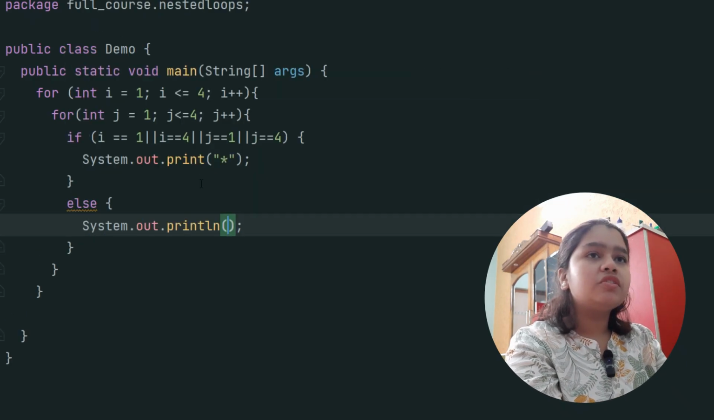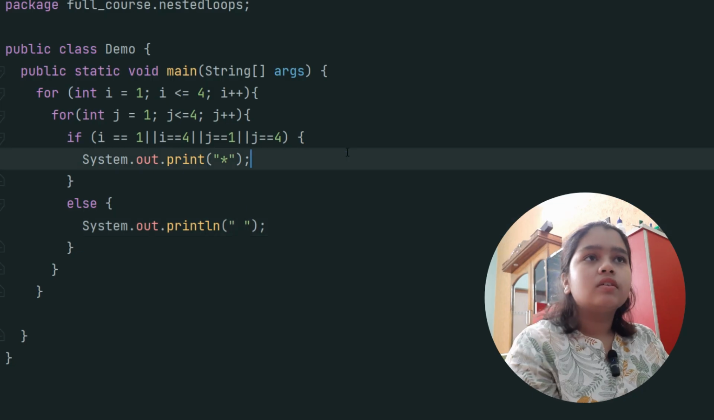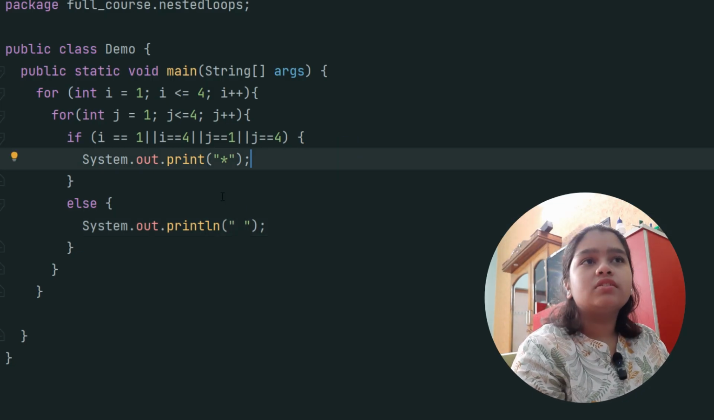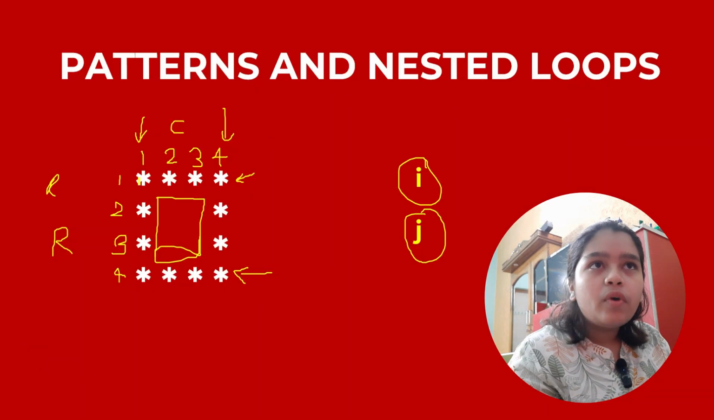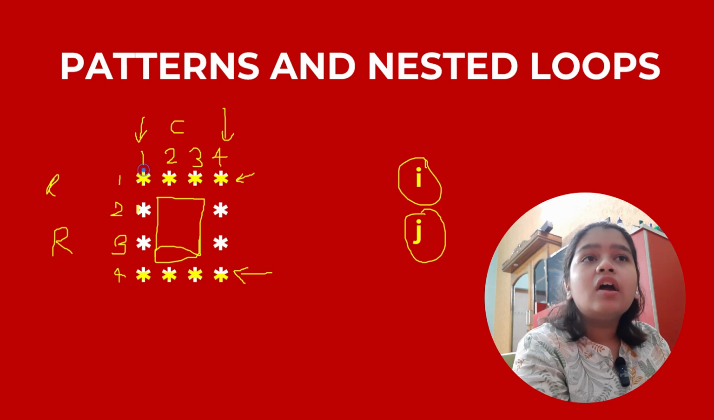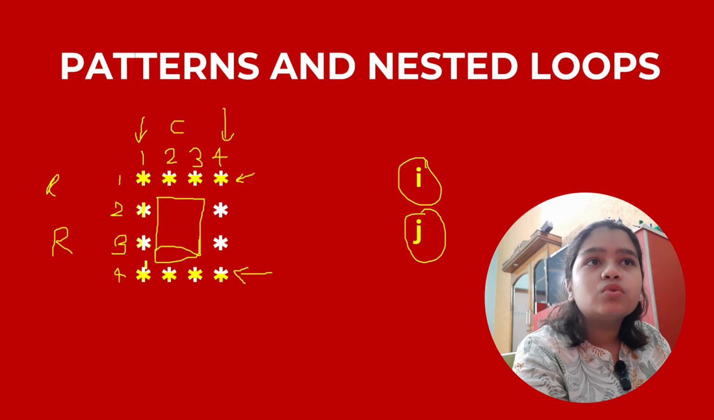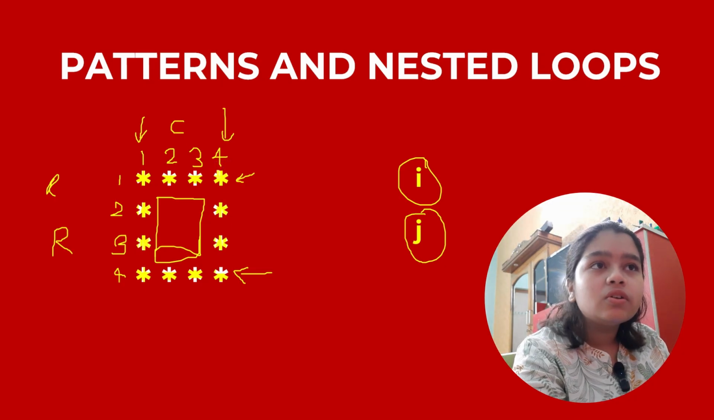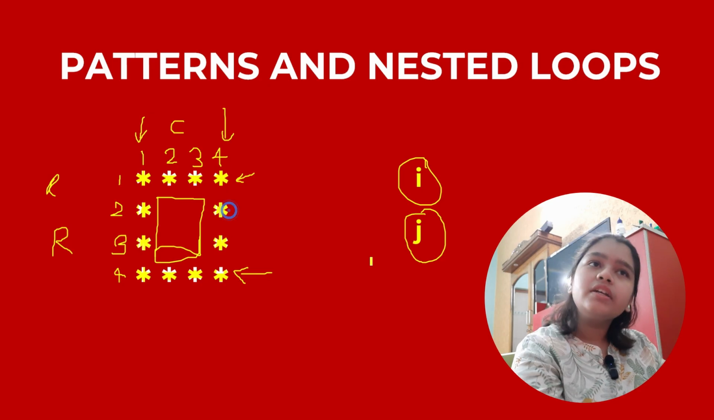Spaces. We are going to print spaces for else. Got it? This was just the program. When the row was 1, we are printing the stars. When the row was 4, we are printing the stars. And when the column was, that means j was 1, we are printing the stars. And when j is 4, then also we are printing the stars, right?